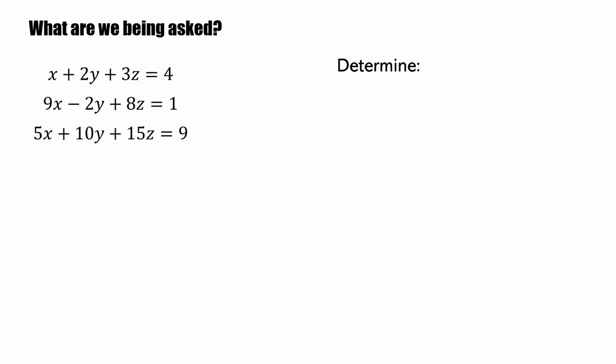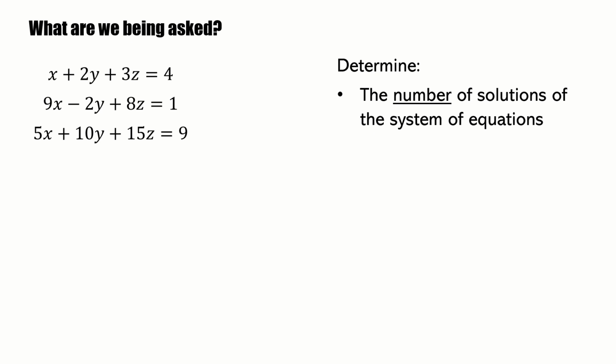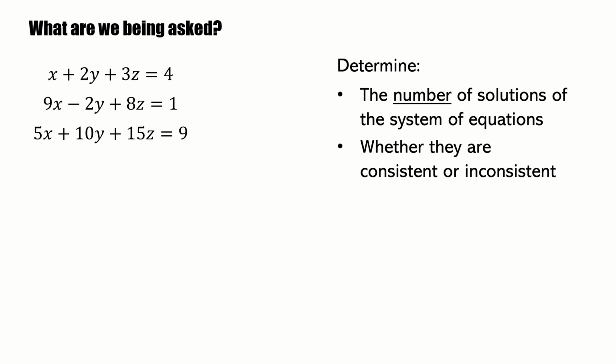We're interested in knowing the number of solutions this system of equations will have. We're interested in deciding whether they are a consistent or inconsistent system of equations. And lastly, we want to decide what the geometrical configuration of this system of equations is. So those are the three bullet points, the three criteria we need to meet.